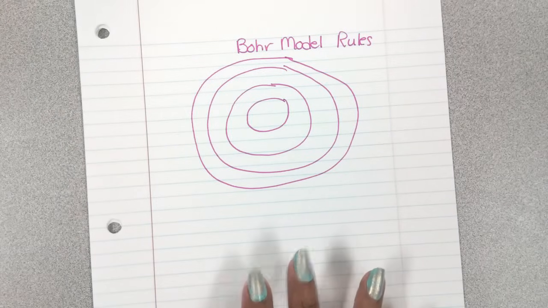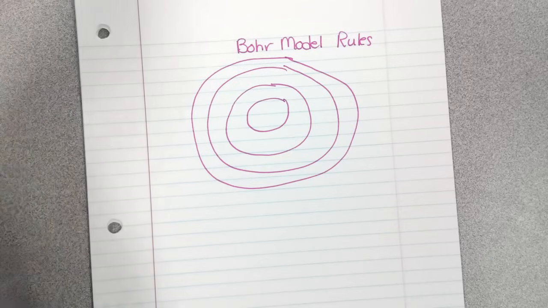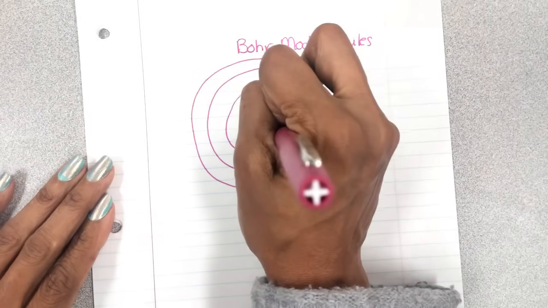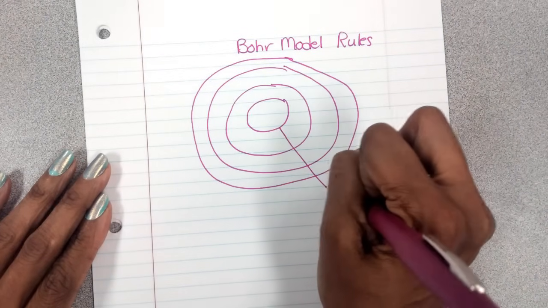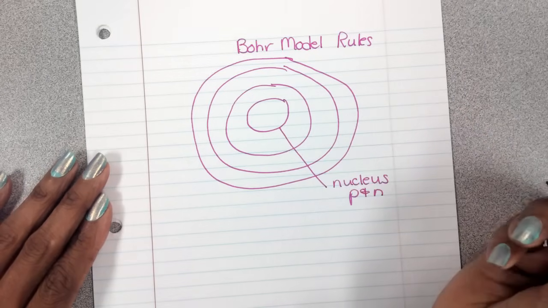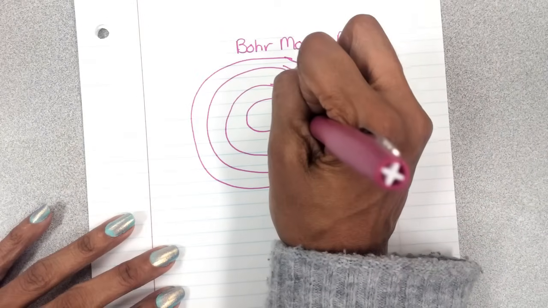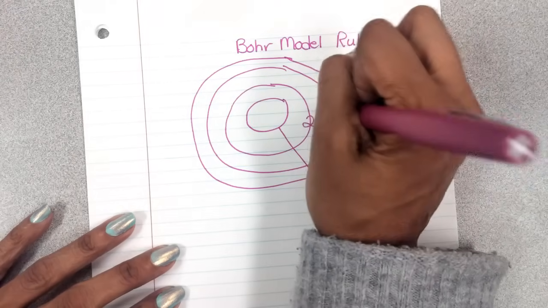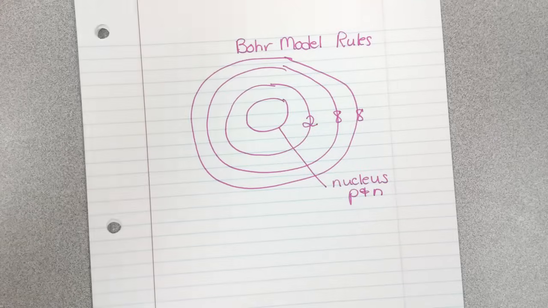Okay, the last thing we need to go over is the rules for Bohr models, and then we're going to practice drawing Bohr models. So this is your nucleus, and only protons and neutrons go there. These are your energy levels. So when you place your electrons, you can only have 2 in the first energy level, up to 8 in the second, and up to 8 in the third. You must follow those rules. And at the end of this video, I'm going to show you a couple of examples that don't follow those rules.